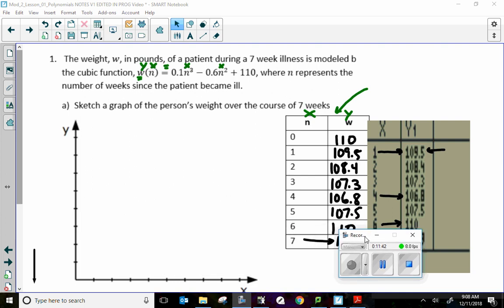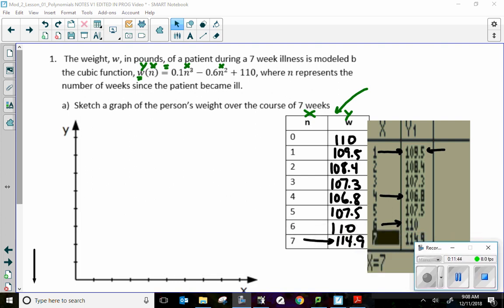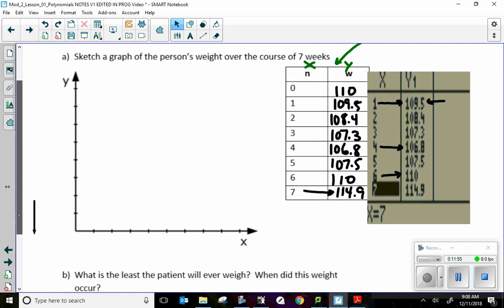Let's talk math again. Move this back over here. So they want us to sketch a graph of this person's weight. All right, so we're going to sketch these. Now, look at the graph they give us, okay? They give us a graph.